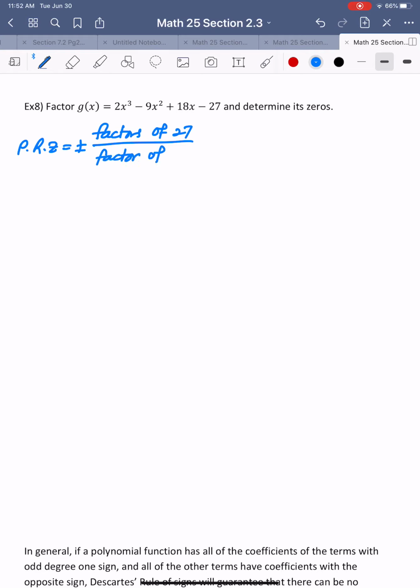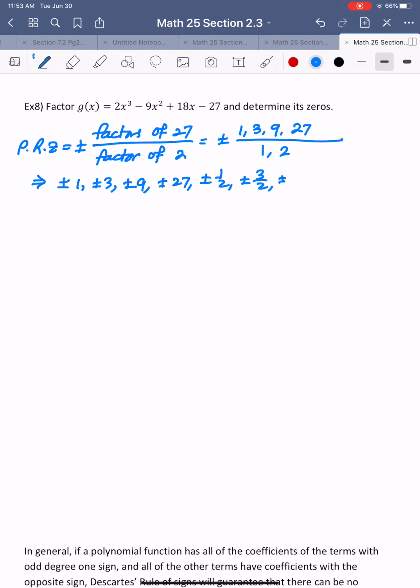And then factors of 2. 27 has factors 1, 3, 9, and 27, right? And then plus minus 1, no, we already have plus minus here, 1 and then 2. So in order to find that, you get plus minus 1, 3, 9, 27, and then 1 over 2, 3 over 2, 9 over 2, and 27 over 2. So there's nothing repeated, okay? Alrighty.